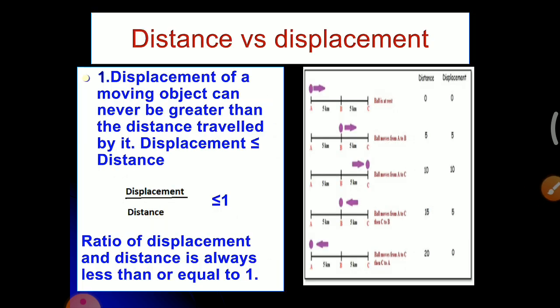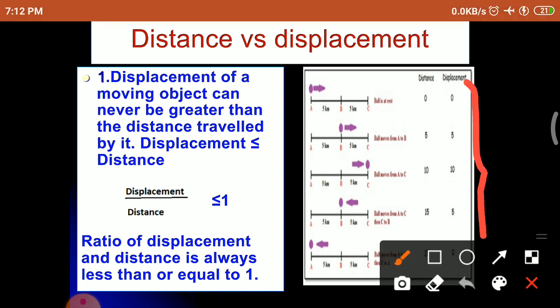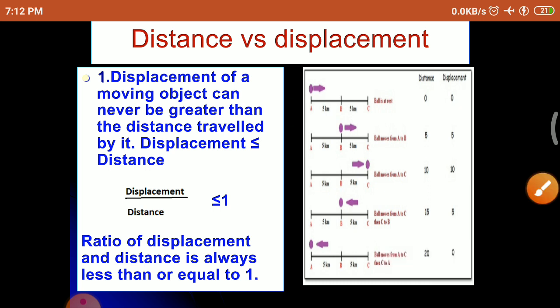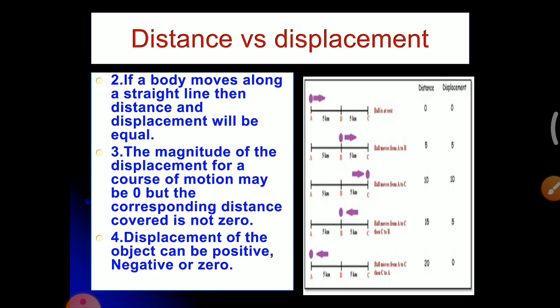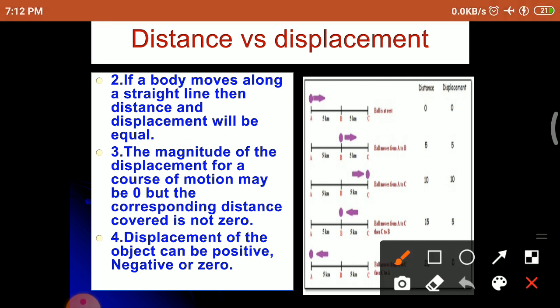So from this we can say that the displacement of a moving object can never be greater than the distance. See, in all the cases, it is never greater than the distance. So we can write displacement by distance is always less than or equal to 1. The next one, if a body moves along a straight line, then distance and displacement will be equal. When the body moves in a straight line, the distance and displacement have the same value.